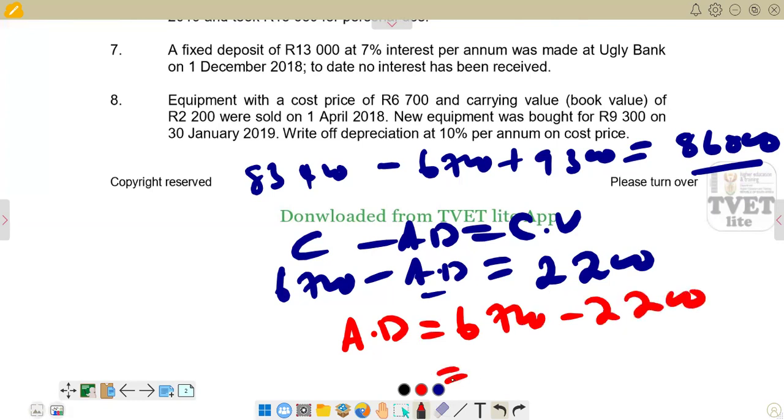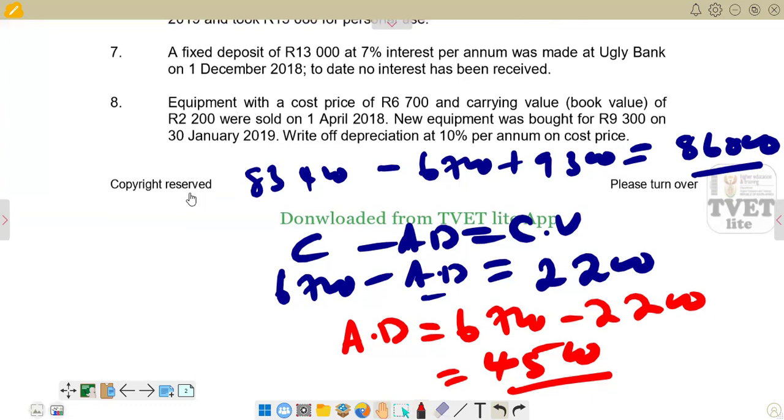Then try to calculate that. Let's try to see what we get. So we are saying 6,700, and then we subtract 2,200. Then we get 4,500. So we have 4,500. So this is the accumulated depreciation of the equipment that was disposed. So this 4,500 is in the accumulated depreciation at the beginning. So you have to remove it since this one was sold.